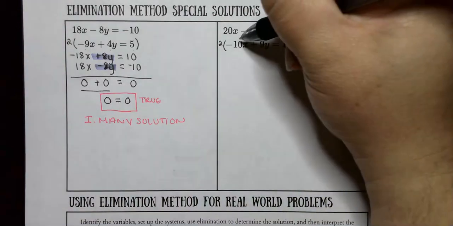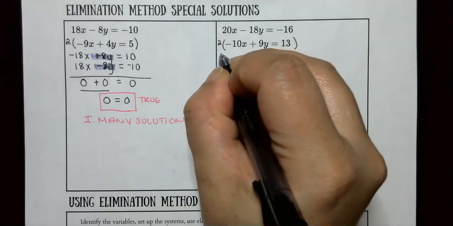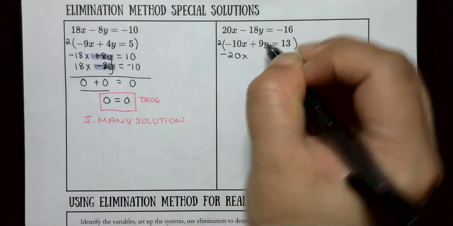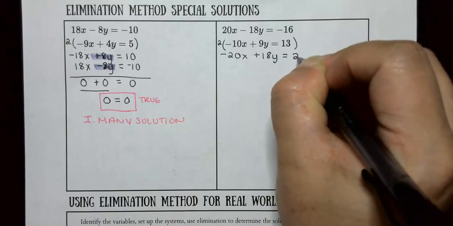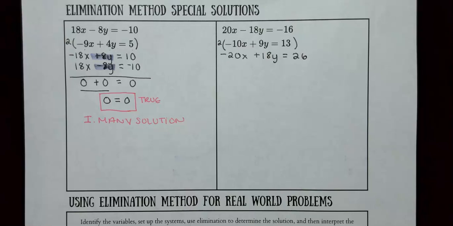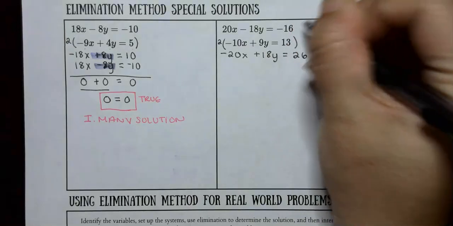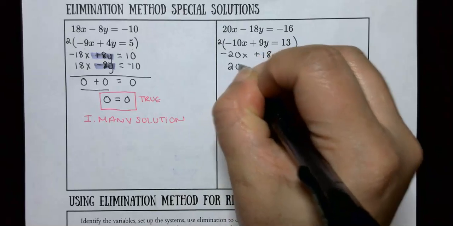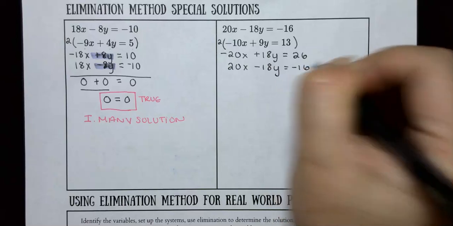So remember, we're multiplying 10, 9, and 13. So this is going to be negative 20x positive 18y is equal to 26. All right, so this one is the same one, so we need to take that top one. Notice I'm not going to change it. I'm just going to write it so we can combine it.